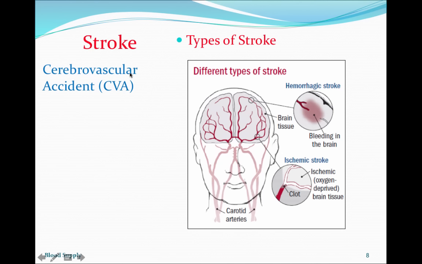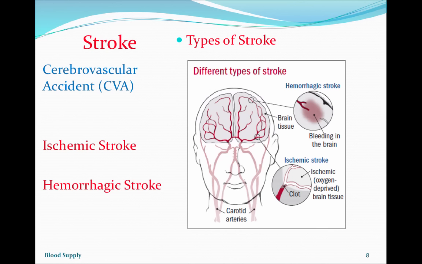The term vascular refers to anything to do with blood. So cerebrovascular accident is a blood accident in the brain. Basically in layman's terms, that's what it is. And there are mainly two types of strokes. There's an ischemic stroke as well as a hemorrhagic stroke. I'm just going to look at mainly the ischemic stroke.